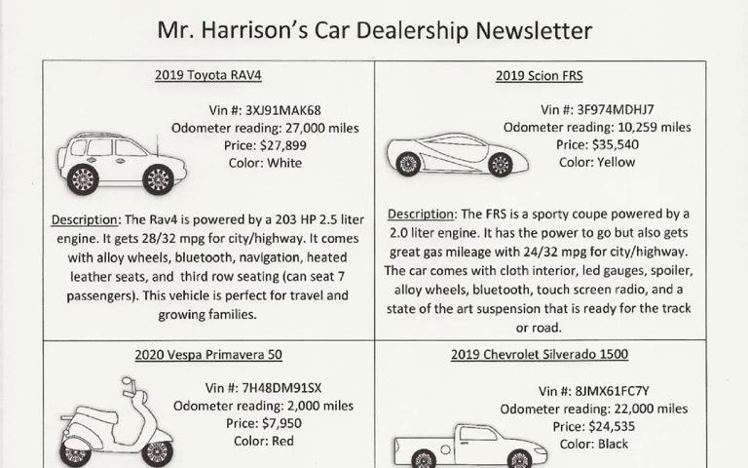So you have the year, the make and the model. This right here is a VIN number, that's the identification number of the car. Odometer reading, that is how many miles are on the car. Then you have price, okay? And if you guys don't know what some of these cars are, they give you a little bit of a description, so then you guys can figure out which ones you want to buy.